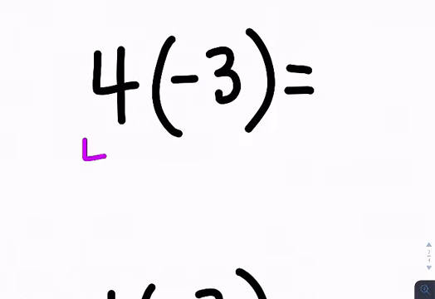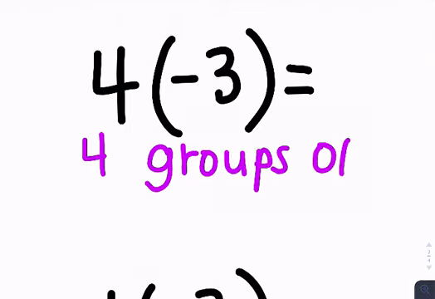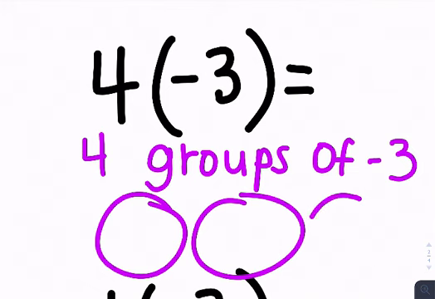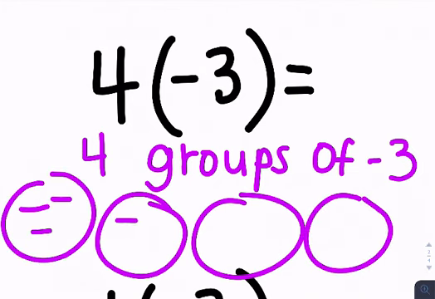This one, I would say, is 4 groups of negative 3, or 4 groups of 3 negatives. And I always do the number inside my parentheses, or my second number, as the groups. Four groups of 3 negatives. So 1, 2, 3, 4, 1, 2, 3, 1, 2, 3, 1, 2, 3, 1, 2, 3.